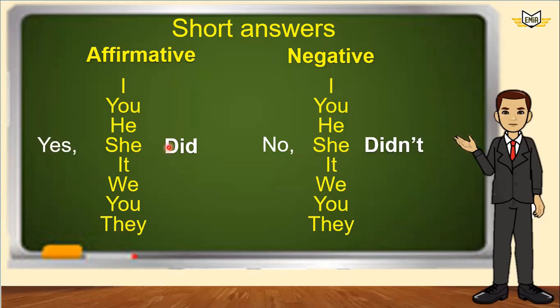Did Wilson and Catherine work yesterday? Yes, they did. If the answer to the yes/no question is negative, you use no plus comma plus subject plus the auxiliary in negative form. Did you travel to the United States yesterday? If it's negative, no, I didn't. Did he work in London yesterday? No, he didn't.